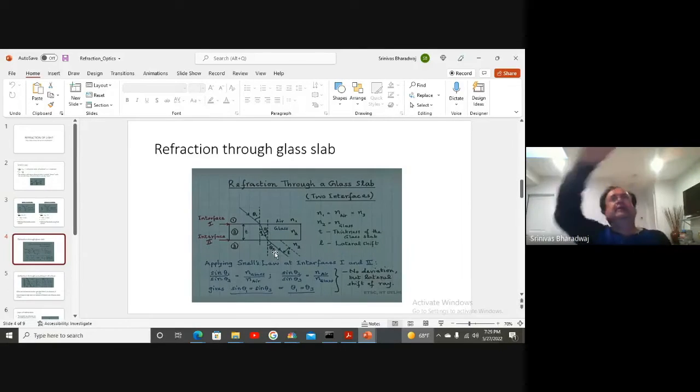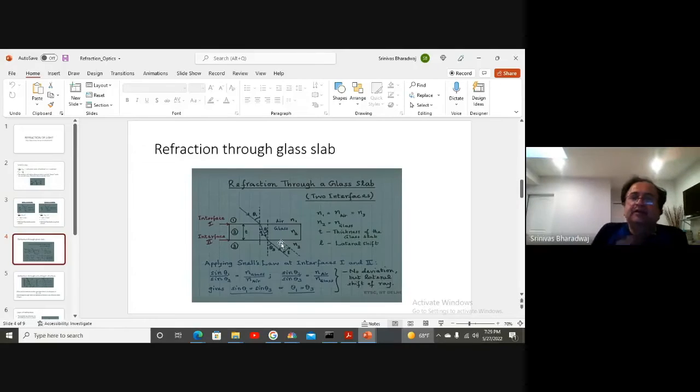So because of that, it comes down parallel. These two lines, this line and this line, will be parallel. It's only displaced by a short distance L, which is called the lateral shift. T is the thickness of the glass and L is the lateral shift.